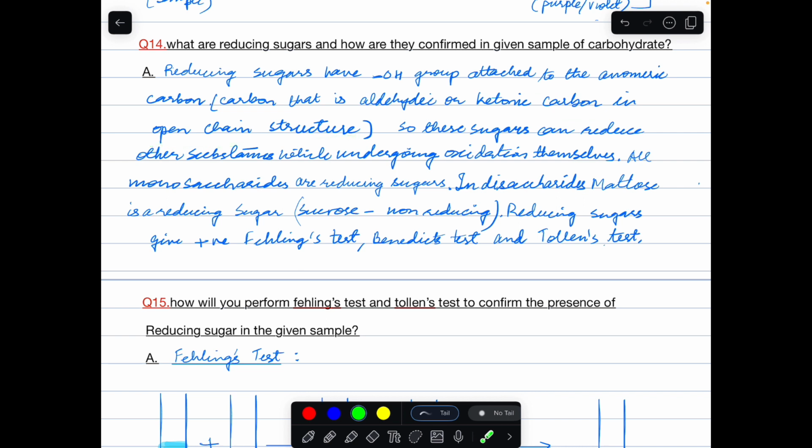You know that, for example, for glucose you can write the cyclic structure as well as the straight chain structure. So in the straight chain structure, the very first carbon, the carbon bearing the functional group, is either the aldehydic carbon or the ketonic carbon. So if this carbon has one OH group attached, that is, it has a hemiacetal structure, then this sugar is called a reducing sugar. So reducing sugars have an OH group attached to the anomeric carbon.